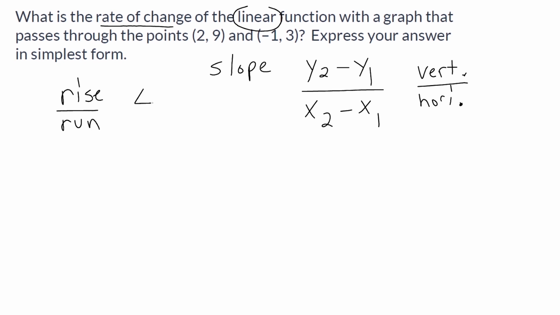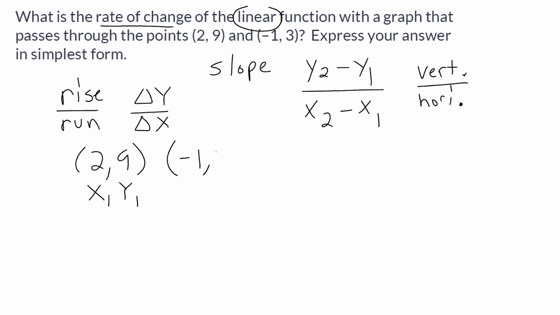I like to call it the change in y values over the change in x values, delta y over delta x. So what I'm going to do is I'm going to take these 2 points here, positive 2 and 9, which is our first xy pair. So I am going to refer to this pair as x1, y1, and then label my second point, negative 1, positive 3, as our second x and second y.